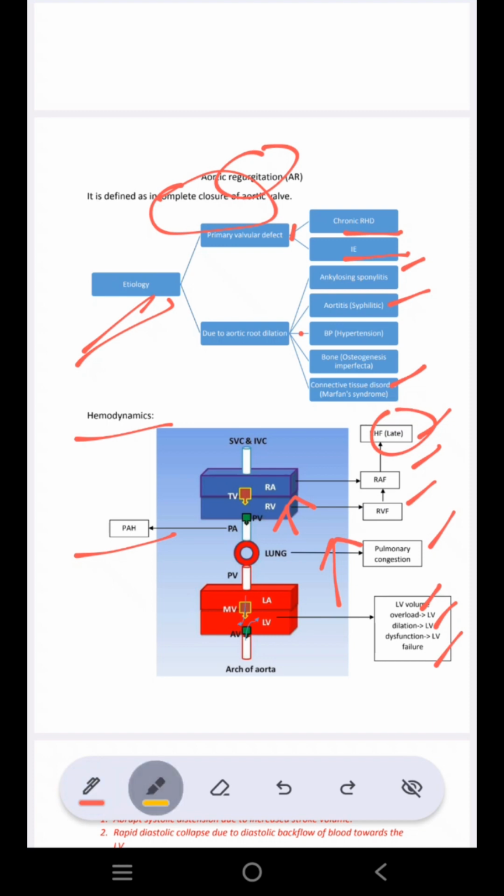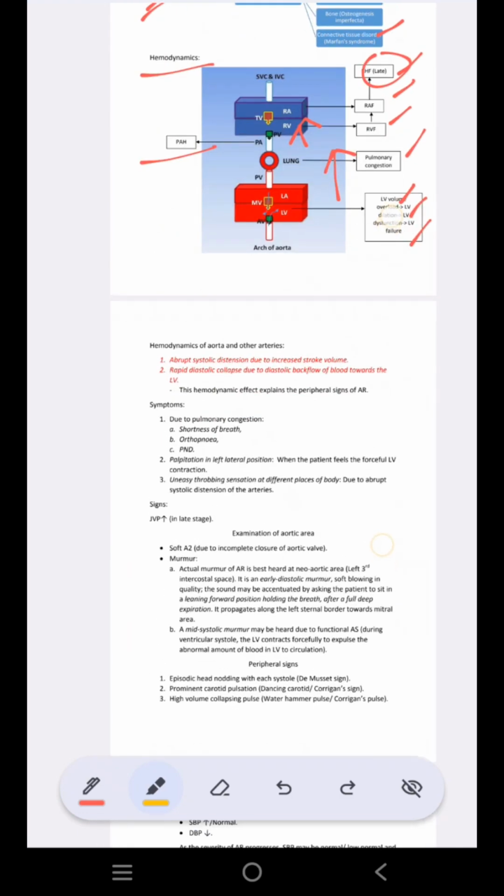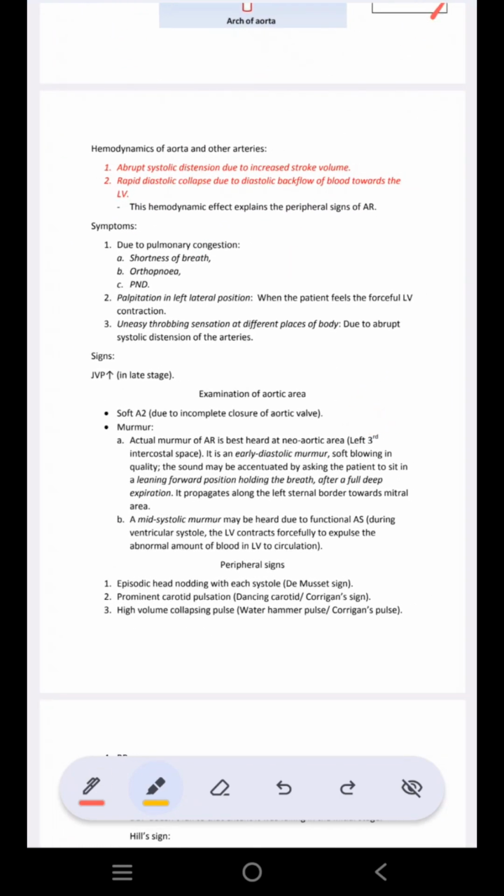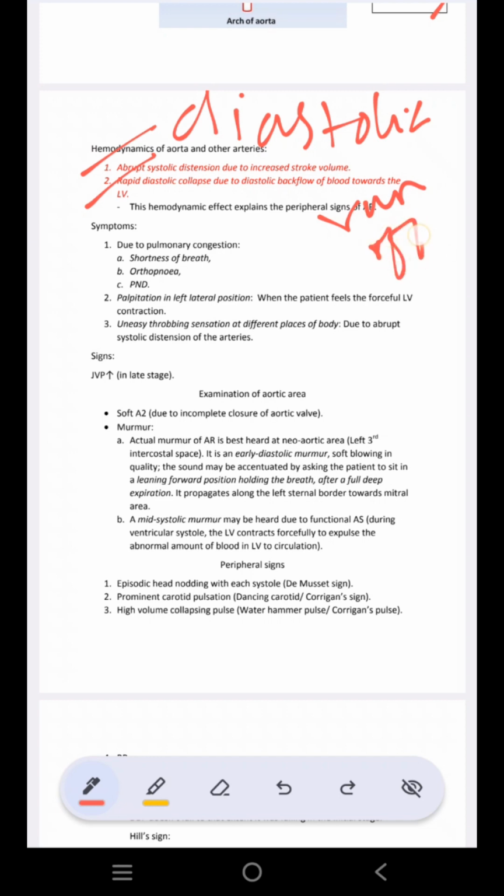Now, the two very important things, the symptoms and the signs that you get in aortic regurgitation, are due to two important lines. One, there is abrupt systolic distension due to the increased stroke volume. And there is rapid diastolic collapse due to diastolic backflow of the blood towards the left ventricle. This entire phenomenon is called diastolic runoff. That means in systole, the left ventricle is contracting and there is increased stroke volume, and in diastole, there is backflow of the blood into the left ventricle.